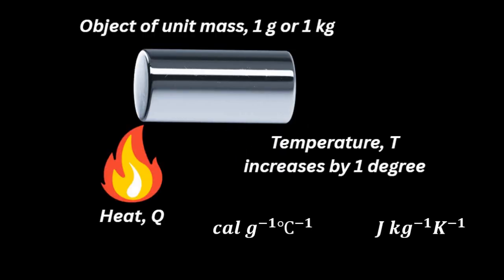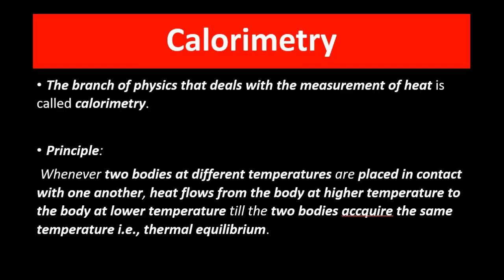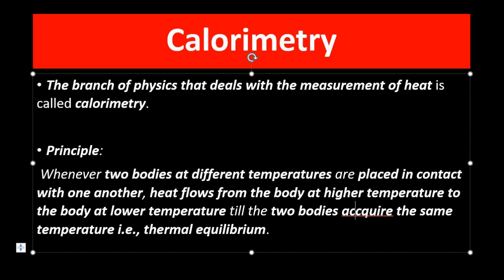Now, what is calorimetry? Calorimetry is basically a branch of physics, an application used in engineering, which deals with the measurement of heat, heat exchange and temperature. So the basic principle of calorimetry is that when two bodies at different temperatures are placed in thermal contact with each other, heat flows from the body at a higher temperature to the body at a lower temperature till both acquire the same temperature, and this is called thermal equilibrium, which I just said.